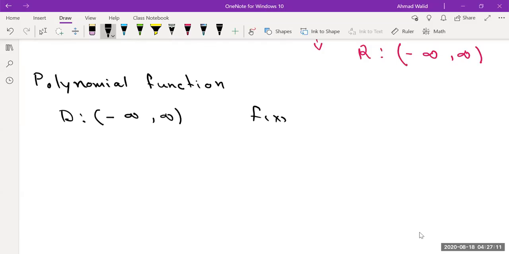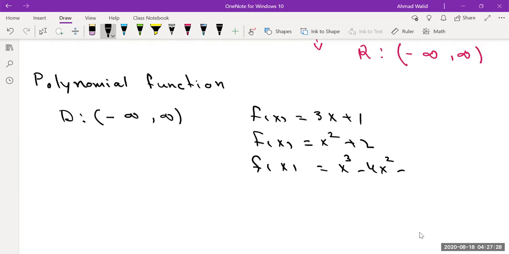For example, the domain of a linear function, for example, f of x equals 3x plus 1, the domain of quadratic functions, for example, f of x equals x squared plus 2, cubic functions, f of x equals x cubed minus 4x squared plus x plus 1, for example, or in general, polynomials of higher degree than 3, right? We call these functions polynomial functions. The domain of all of them starts from negative infinity to where? To positive infinity.